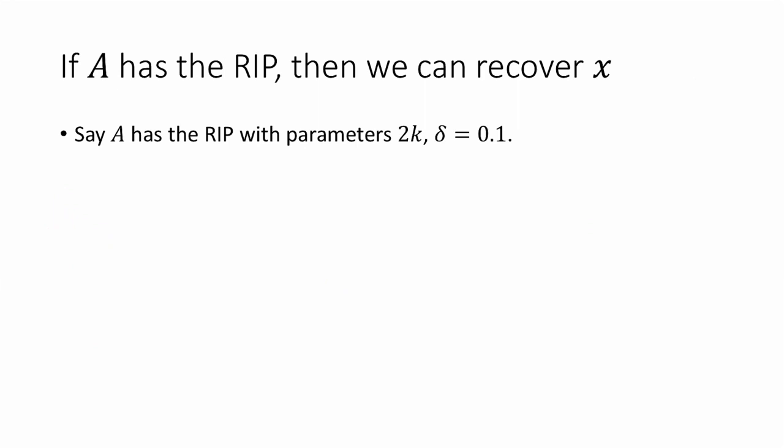In this context, the reason we care about the restricted isometry property is that if a matrix A has the restricted isometry property, then we can recover that sparse vector x in the problem on the previous slide. To see why this should be possible in principle, suppose that A has the restricted isometry property with parameters 2k and delta equals, say, 0.1. Now I claim that there is a unique k-sparse vector x that agrees with our observations Ax.